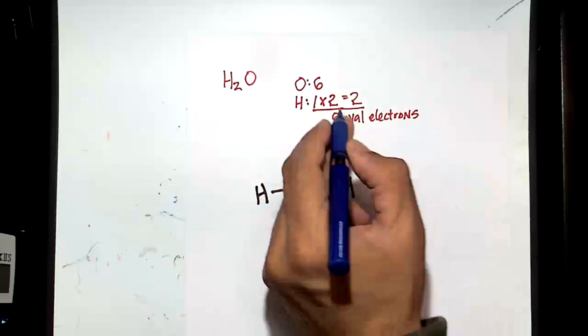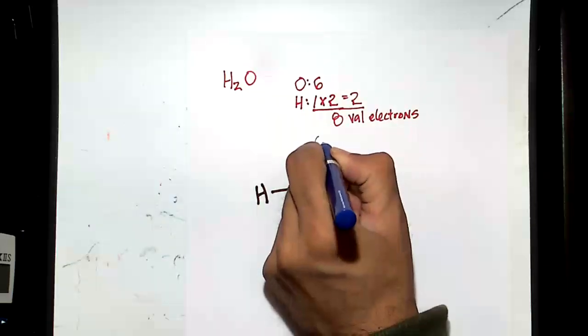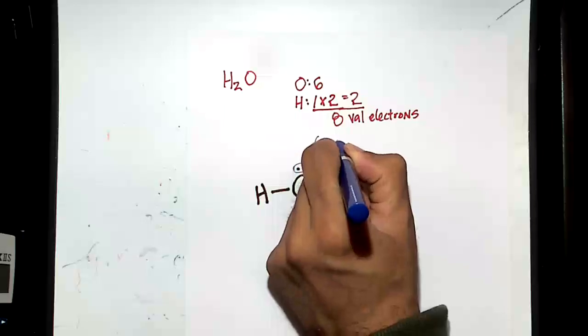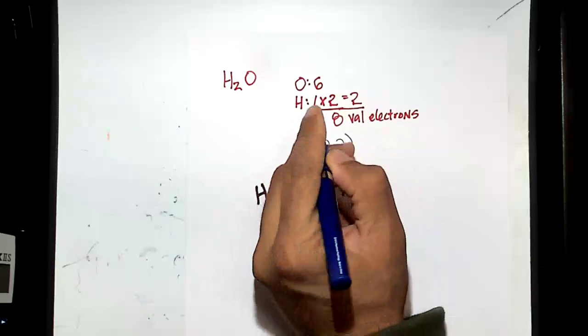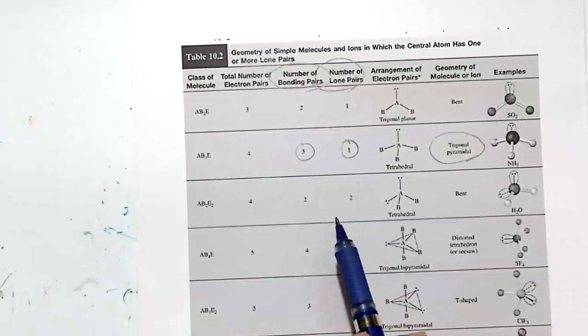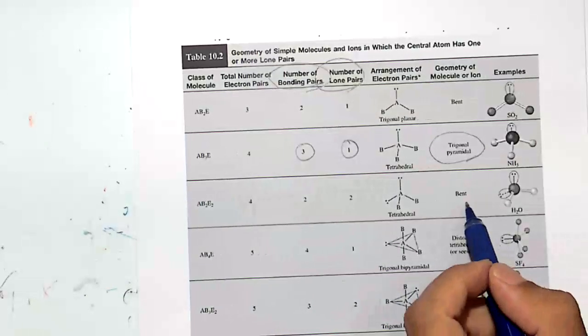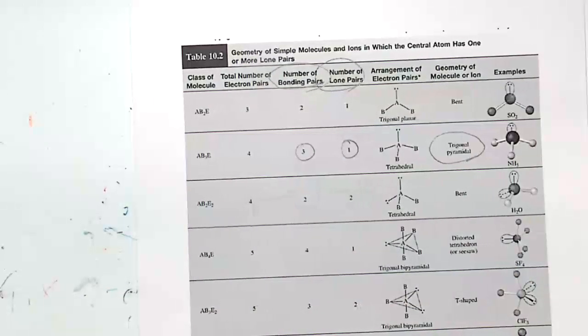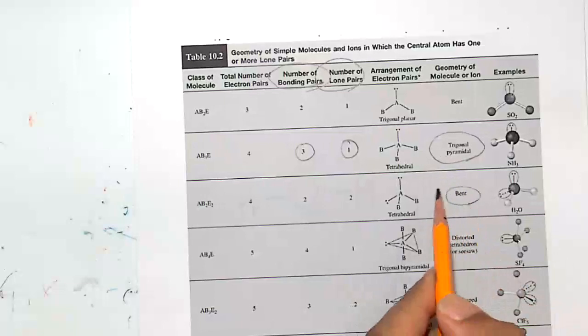Okay. How many bonds and how many lone pairs? 2 bonds, 2 lone pairs. What's 2 bonds and 2 lone pairs? So use this on the exam. What'd you guys say? Bent. Bent. What's the electron pair geometry?